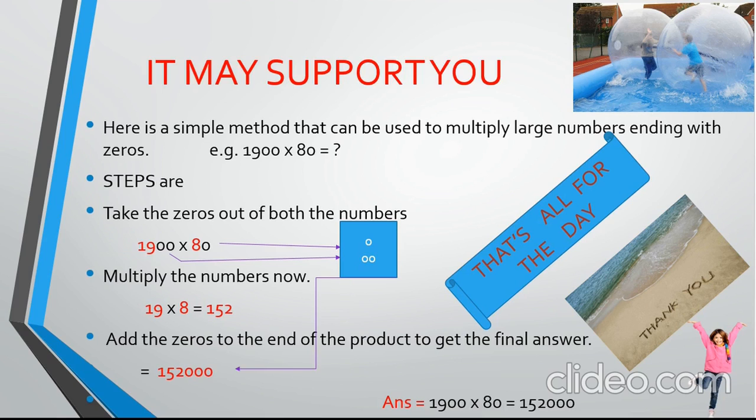For example, 1900 multiplied by 80. Total 3 zeros. You will separate them out and keep them in a zero bank. Then 19 multiplied by 8 will give you 152. Now you will bring back all the 3 zeros from the bank and put them at the end of the product. So 1900 multiplied by 80 will give you 1,52,000, means 152 added with 3 zeros at the end.